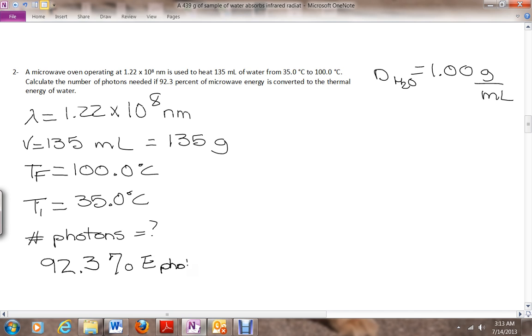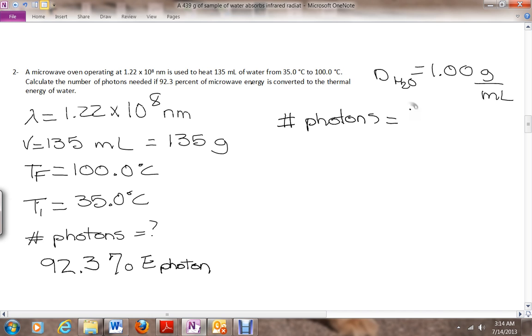So I would put it that is the light energy, so I would put the energy of the photon only at 92.3%. So we use the same equation to calculate the number of photons. The only difference is that first of all, we have to calculate the Q using the two temperatures. And here we have to be careful, because the energy of the radiation emitted by the microwave is only going to produce 92.3% of the heat.